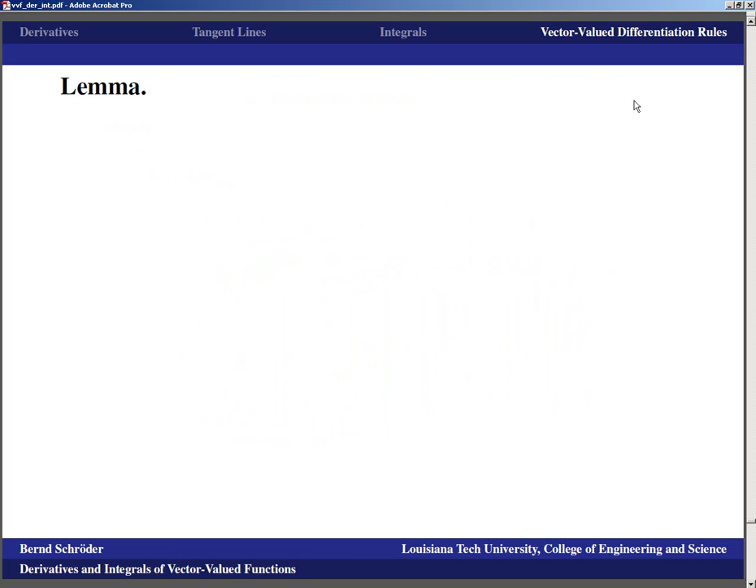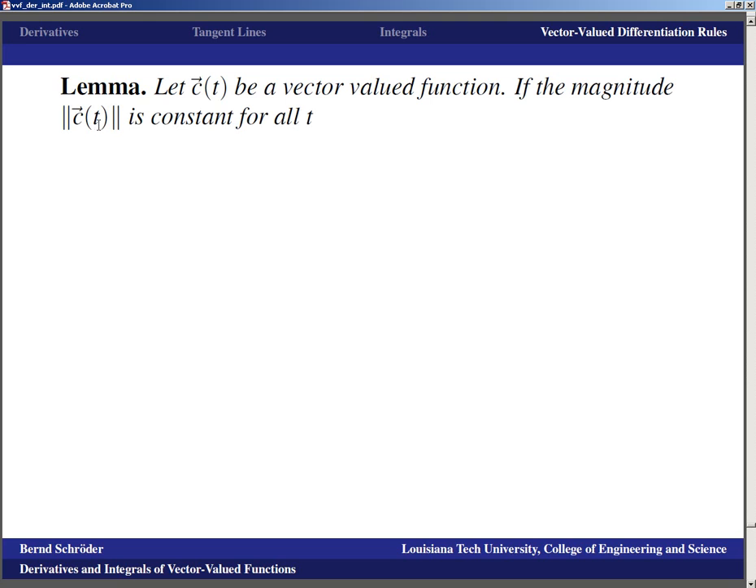And we're going to see that when we're talking about the further vector-valued differentiation rules. First of all, a little lemma that we need in the next presentation, and that is: if we have a vector-valued function c of t, and if the magnitude, the norm of c of t, is constant for all t, then c of t and c prime of t are perpendicular for all t.